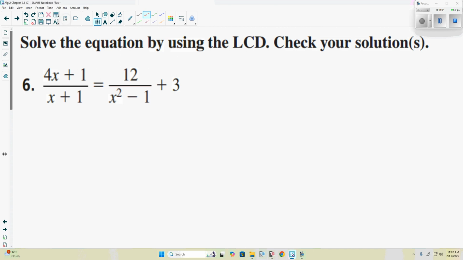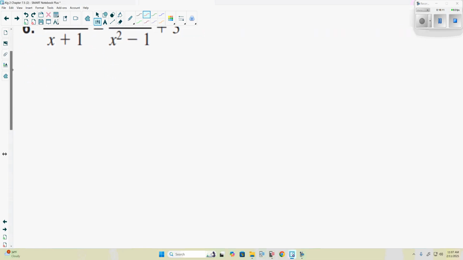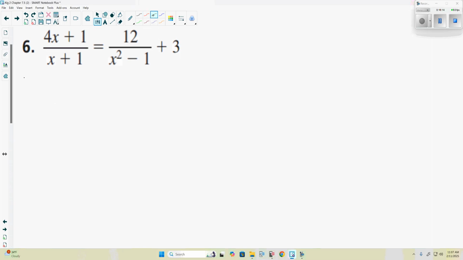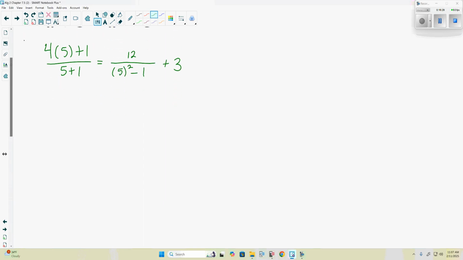Now again, with any of these here, negative 2 and 5, neither one of those was one of our restrictions. But if we wanted to, we could check this to make sure that they worked. And all we'd have to do to check it is say 4 times 5 plus 1 over 5 plus 1, and see if that equals 12 over 5 squared minus 1 plus 3. We just plug that value of x back in.